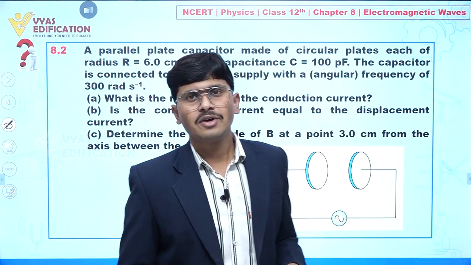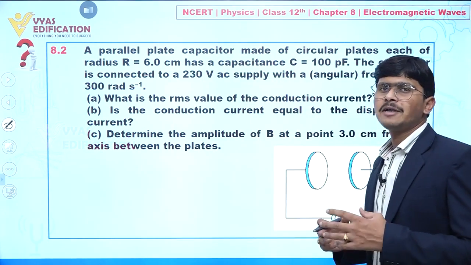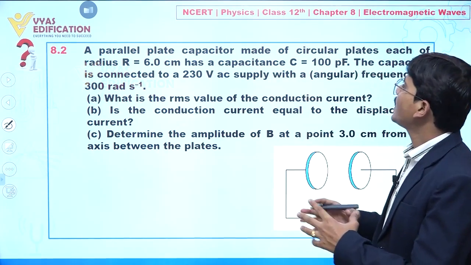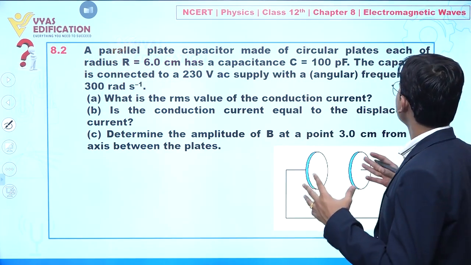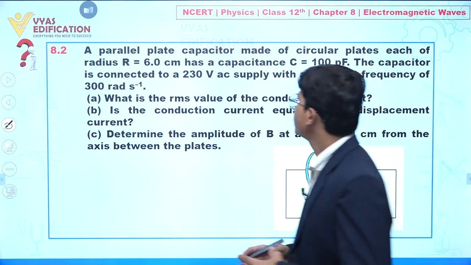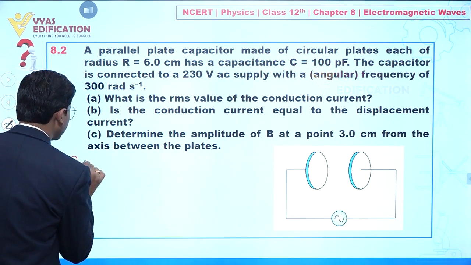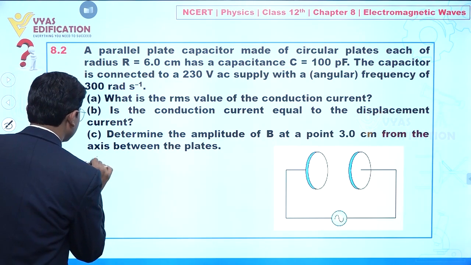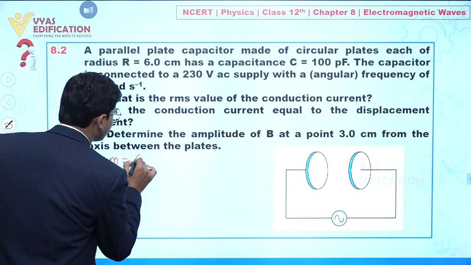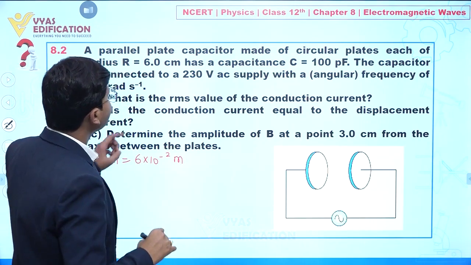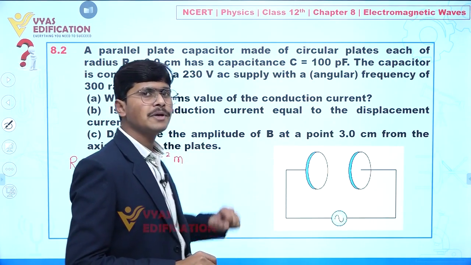Now dear student, we are going to discuss question number 8.2. In this question it is given to you a parallel plate capacitor made of circular plates each of radius 6 centimeter. So we can write the radius of this circular plate as 6 centimeter, which is equal to 6 into 10 to the power minus 2 meter. It has a capacitance of 100 picofarad.